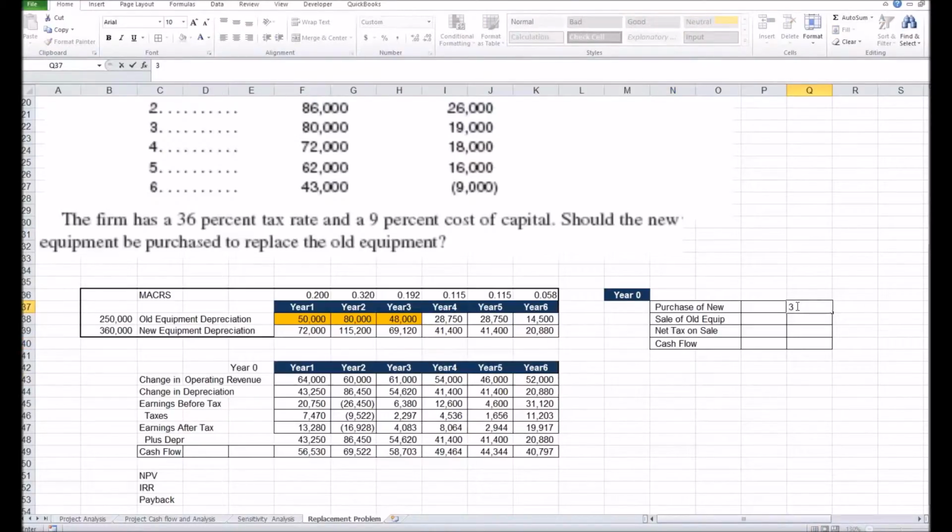We have 360. I'll just bring the numbers across. The purchase of new equipment cost us 360. The sale of the old was 97,920. The net tax we don't know yet, so we really can't calculate it until we understand how much it really cost us. So the purchase of old equipment came in here, and that cost us $250,000.